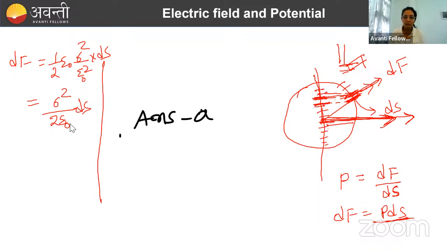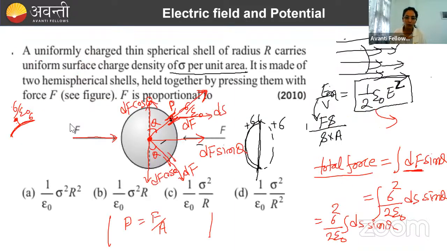So if we add all the components of ds along this line, what are we going to get? We are going to get this much of area, and this area is equal to how much? Pi r square. So ds sine theta will be equal to pi r square. So what answer are we going to get? This is sigma by 2 epsilon naught into pi r square. This is your total force acting.